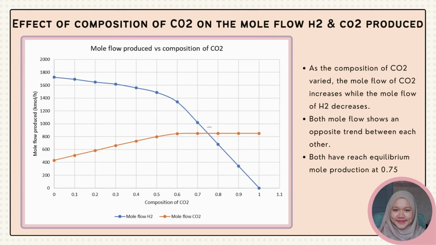The last one is the effect of the composition of carbon dioxide on the mole flow of hydrogen and CO2 produced. As the composition of CO2 varied, the mole flow of CO2 increases while the mole flow of H2 decreases. Both mole flows show an opposite trend to each other. Mole flow of carbon dioxide and mole flow of hydrogen reach equilibrium mole production at 0.7.